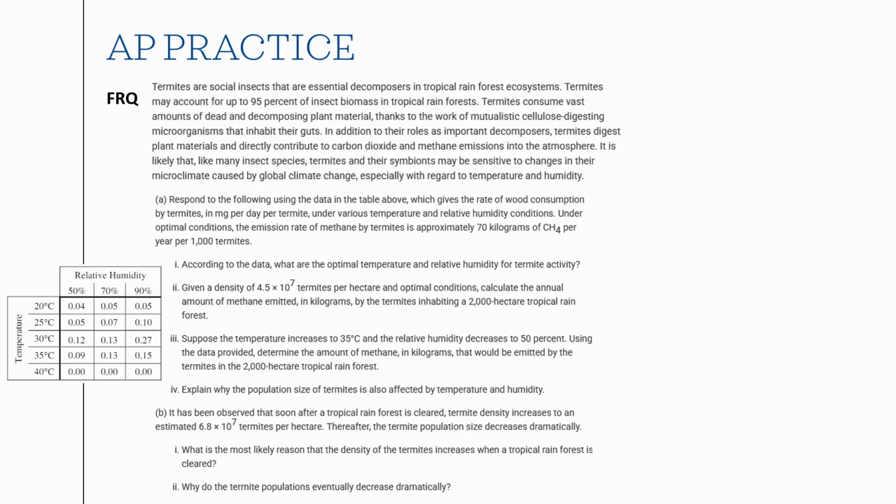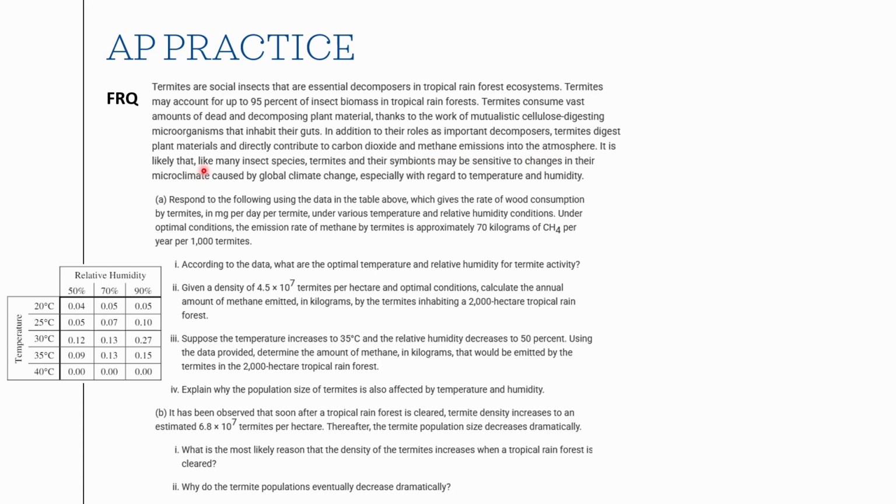Okay, so this example is of termites. They're described here as social insects that are essential decomposers in tropical rainforest ecosystems. Termites may account for up to 95% of insect biomass in tropical rainforests. Termites can consume vast amounts of dead and decomposing plant material thanks to the work of mutualistic cellulose-digesting microorganisms that inhabit their guts. In addition to their roles as important decomposers, termites digest plant materials and directly contribute to carbon dioxide and methane emissions into the atmosphere.